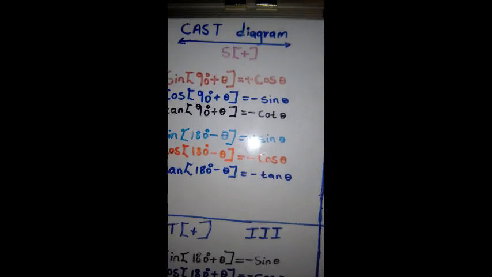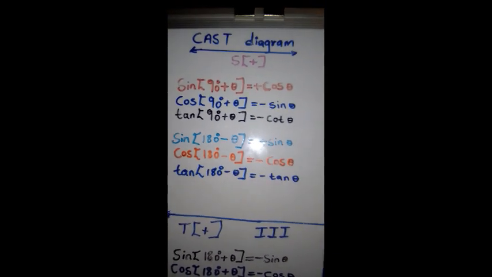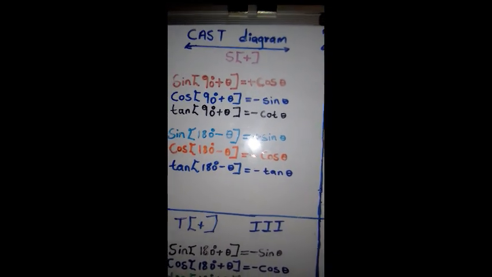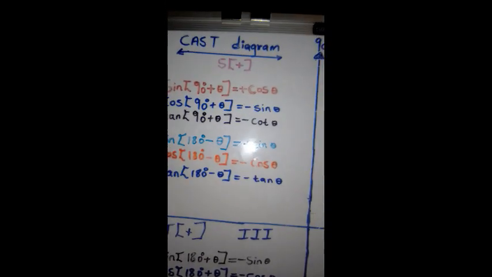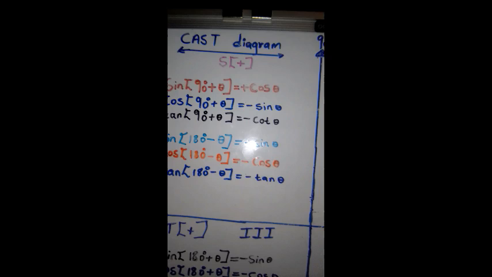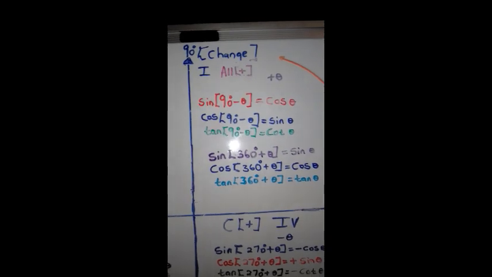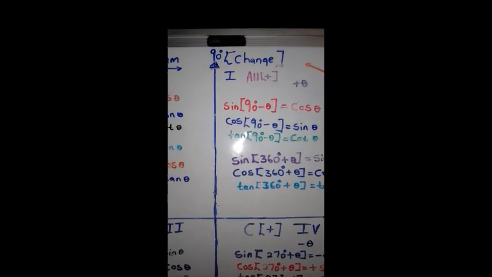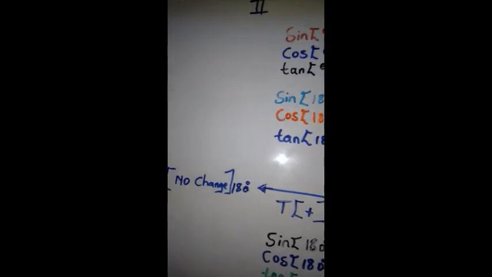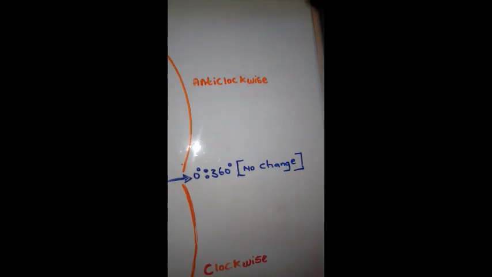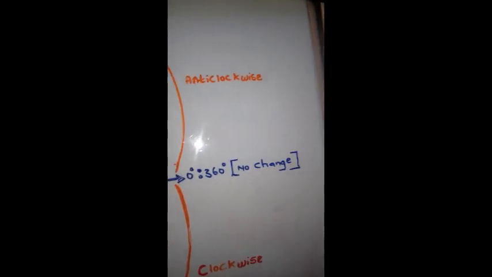Here we are in grade 11, and we are with a CAST diagram. You cannot excel in trigonometry without knowing this wheel, because everything is based on this wheel. So okay, don't worry: 90 degrees, no change. 270, no change. 180, no change. 0 degrees and 360, no change.